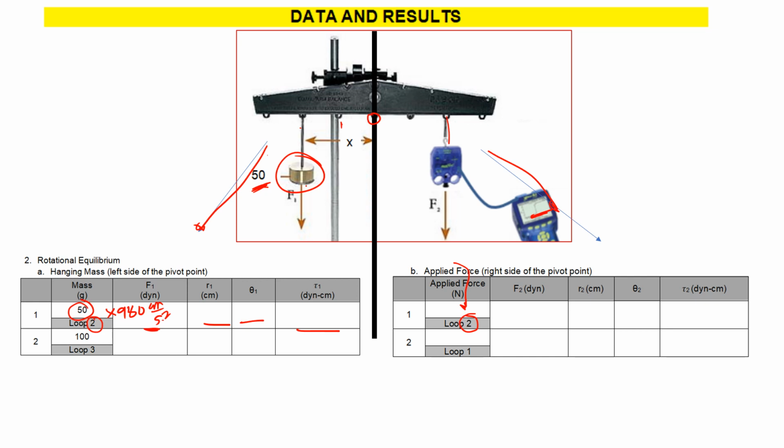And then for the applied force, again, we need to copy the reading here and then multiply this by 100,000 to get the value of F2. Again, this is also on loop number 2. So what is the value of R and theta on loop number 2? And then compute for the torque on the right side.